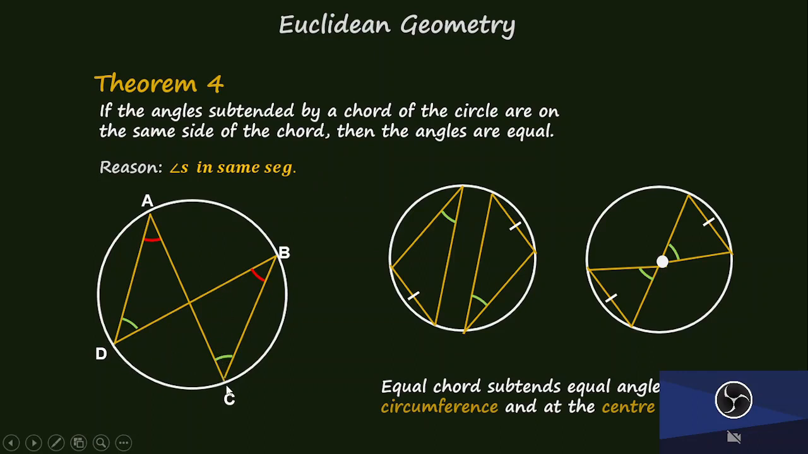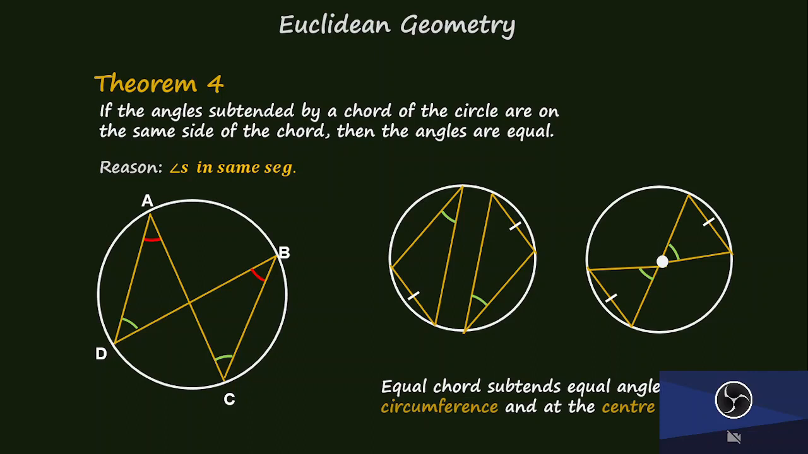So DC is our arc. This arc subtends A at the circumference. It also subtends B at the circumference. Therefore, A will be equal to B. These are angles in the same segment. This is the reason that you give: angles in same segment, right? Similarly, the arc AB subtends the angle C at the circumference. It also subtends the angle D at the circumference. Therefore, D equals C. These are angles in the same segment. So this is the reason that we use angles in the same segment.